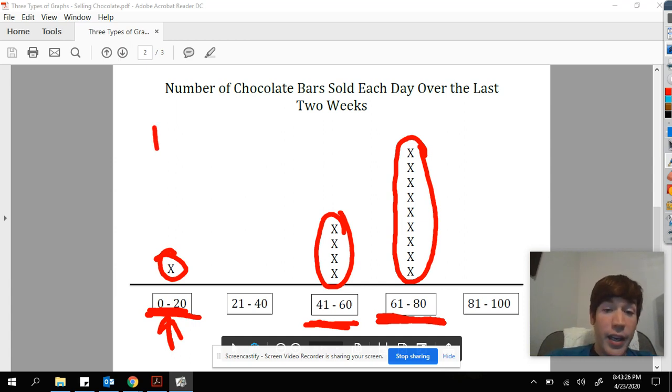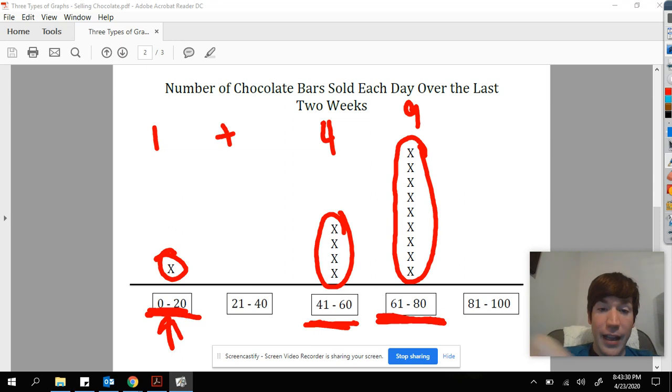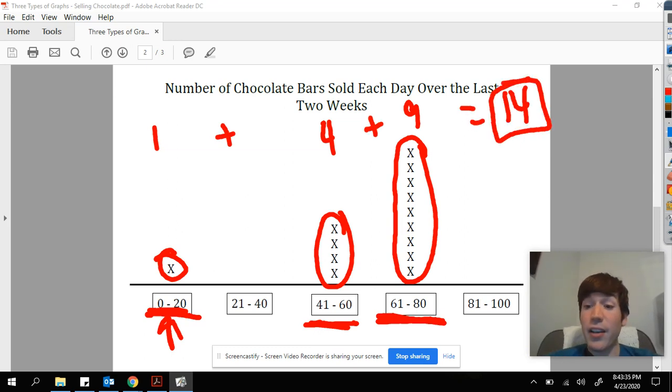If I take one day, 4 days, and 9 days, if I were to add those three numbers together, I would get 14 days, which is how many pieces of data that we have. Now, it is nice to be able to see it this way because we can see, oh, well, on nine of the days, which is most of the days, they actually did pretty good. They sold between 61 and 80 chocolate bars.